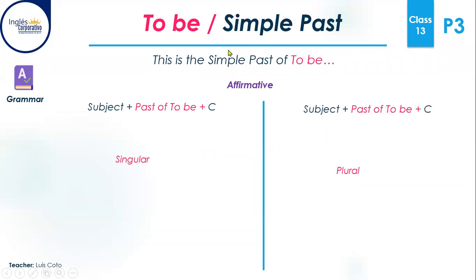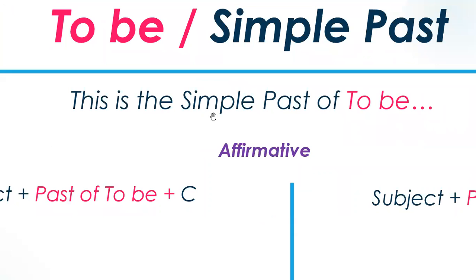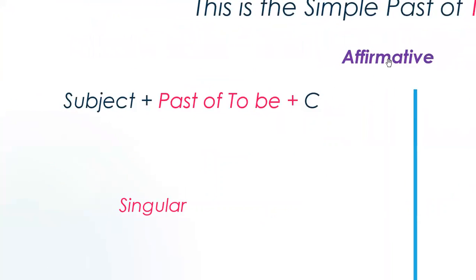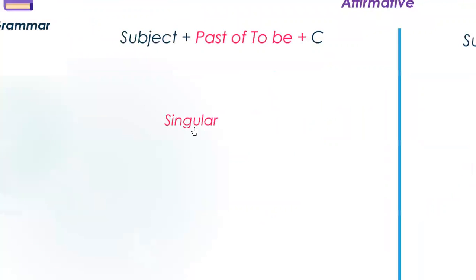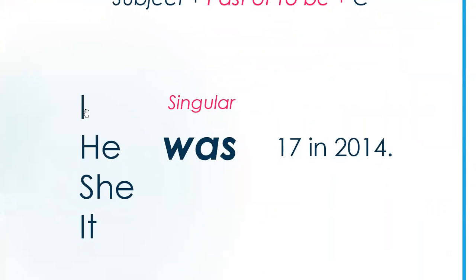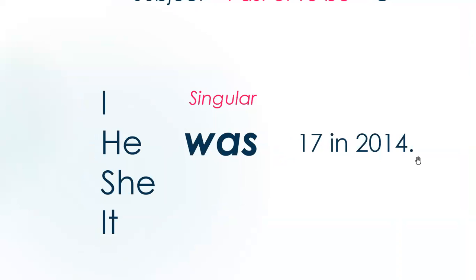Let's continue checking this. Okay, to be simple past. This is the simple past of to be. Affirmative, we have subject plus was plus the complement. In singular. Examples? I was 17 in 2014. Okay, I was, check, all the time, todo el tiempo. Next, singular. It was 17 in 2014.